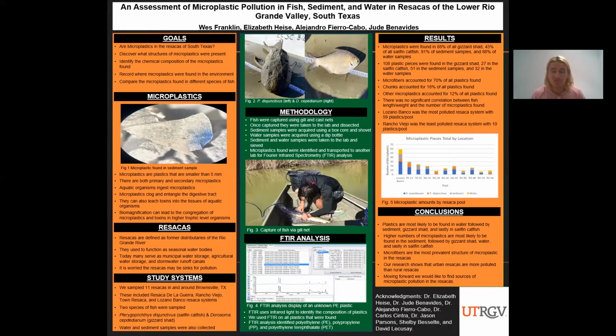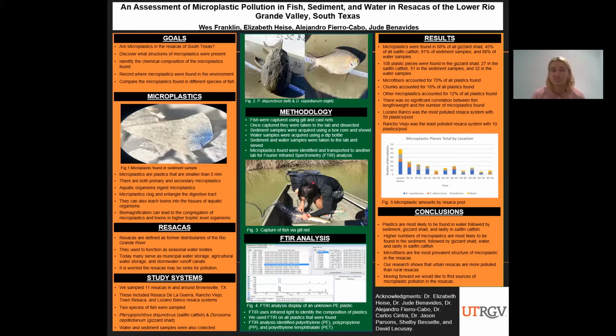This works by shooting an infrared light at your plastic sample. Some of that light will be transmitted, some of that light will be absorbed. Based off what is transmitted and absorbed, it gives you a wavelength versus amplitude graph with a spectra on it. And that unknown spectra can be compared to other spectra to determine what your microplastic is. And this display right here in figure 4 shows that. We found that polyethylene, polyethylene terephthalate, and polypropylene are present in the resacas in and around Brownsville, Texas.